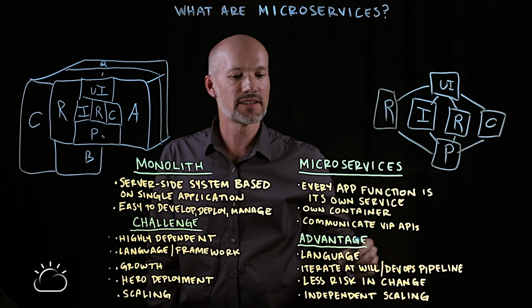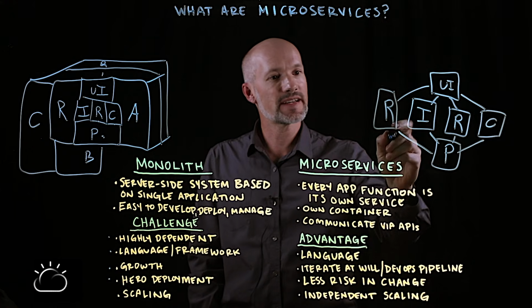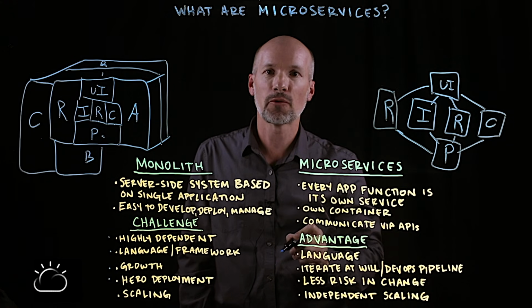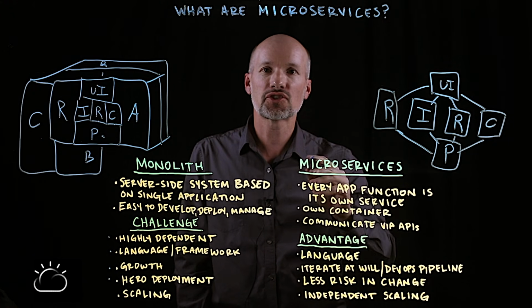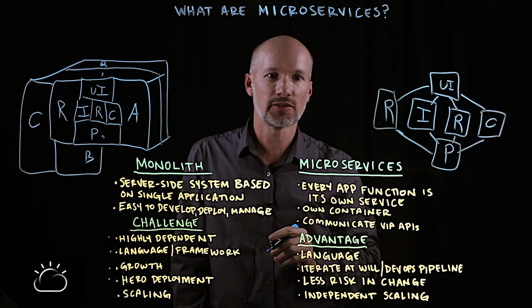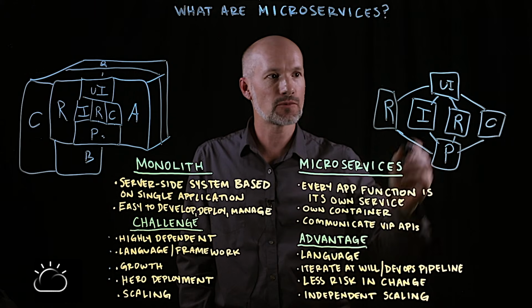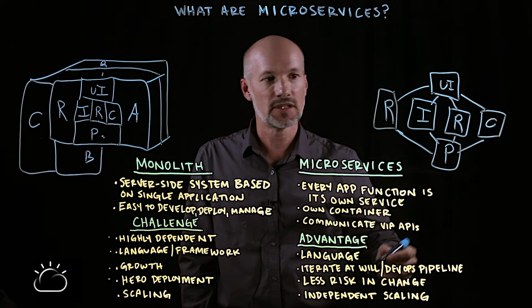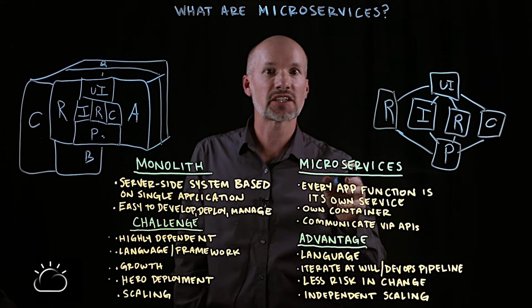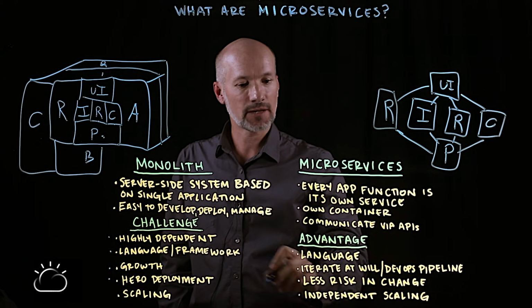And right off the bat, you can see something that's kind of interesting. Because they're independent, the team responsible for the reporting engine, for example, can choose a language and framework that they want to use themselves. They are not beholden to choices made by the team that run the cart or the UI or the payment system. So that's really good. It gives those teams flexibility. So that's the language part.